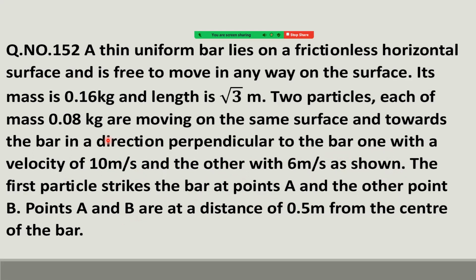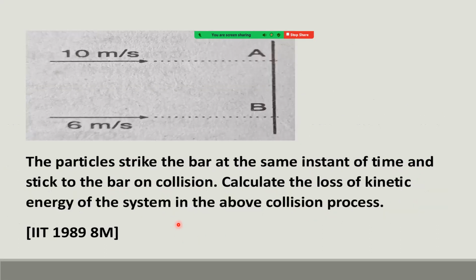Points A and B are at a distance of 0.5 meter from the center of the bar. In the diagram you can see 10 meter per second at A, 6 meter per second at B. The particles strike the bar at the same instant of time and stick to the bar on collision. Calculate the loss of kinetic energy of the system in the above collision process. This was asked for 8 marks in 1989. Let us see.